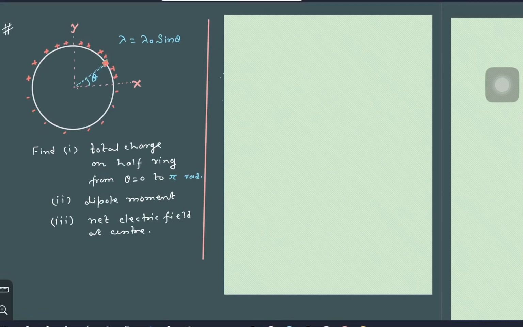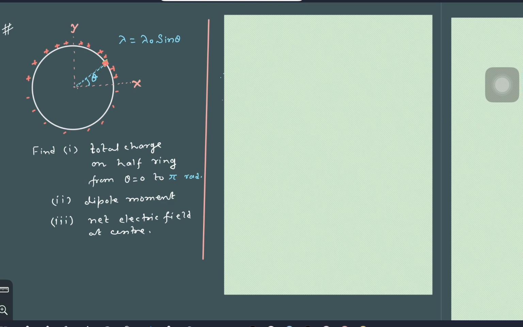Let us discuss this problem of electrostatics. It may be useful for JEE Mains as well as JEE Advanced. इसमें दिया है कि there is a circular non-conducting ring of certain radius r. इसकी radius r हम known मान लेते हैं.